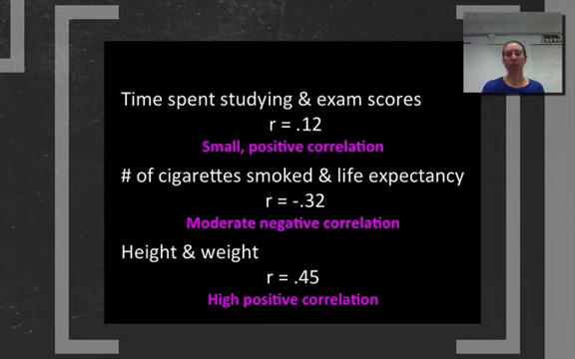scores are. With cigarettes smoked and life expectancy, there's about a moderate negative correlation such that as the number of cigarettes smoked increases, life expectancy decreases. And in height and weight, it's a fairly high positive correlation such that those who are taller often weigh more. Again, this is not causation, we're just looking at the relationship between two variables.